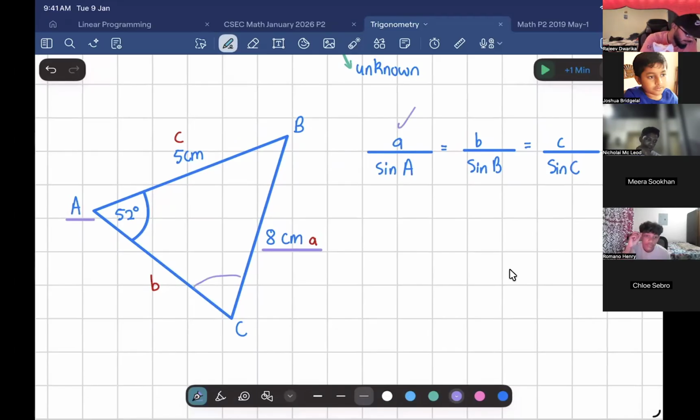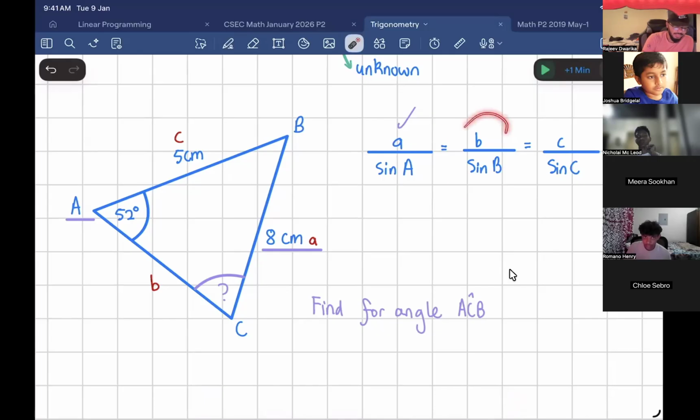And let's just say I asked you to find for C. Find for angle ACB, right? So I want you to find for angle C. So, Chloe, if that is the case, which other one am I going to select, B or C?